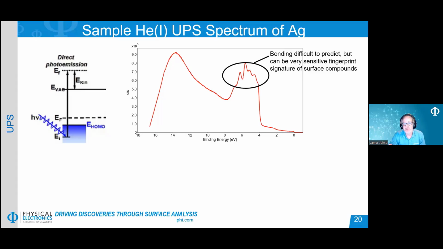And because it's so surface sensitive, it's a much more sensitive measurement even than XPS. So there's a lot of literature out there. People have done this with polymers and others, some semiconductors, ALD, to look for particular bonds at the surface.